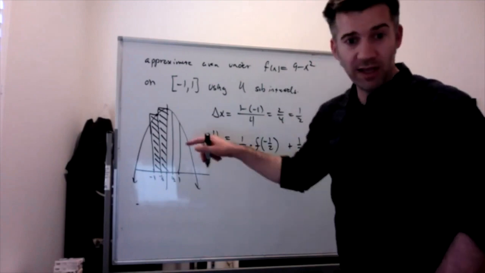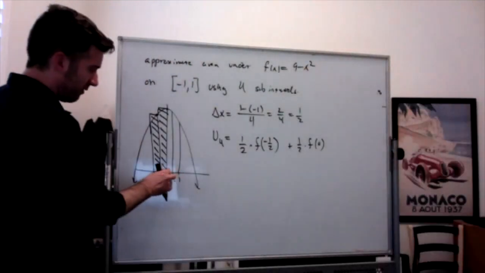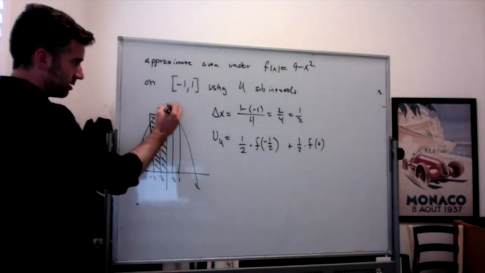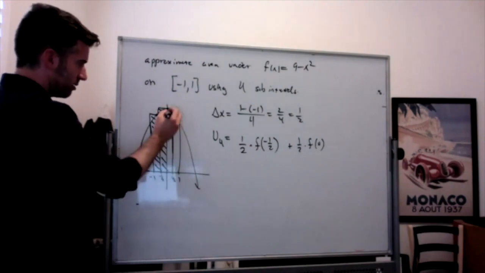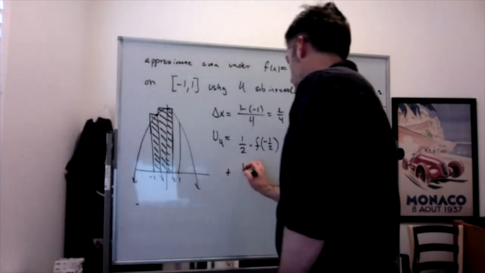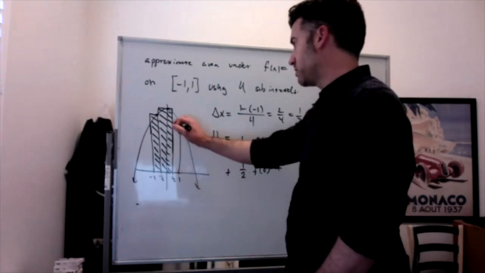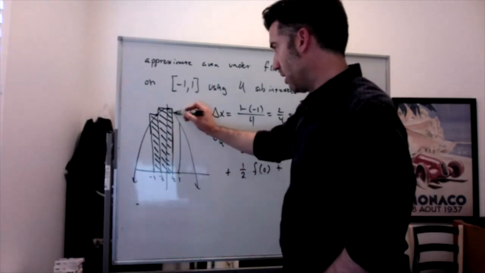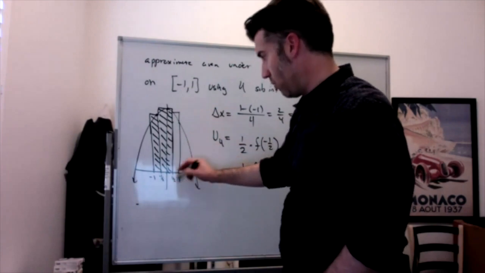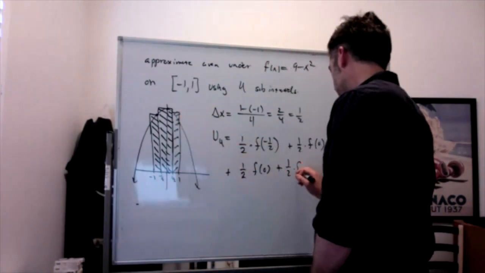And now for the next two, it's actually going to be kind of the same, meaning from 0 to 1/2, the higher point is the left point. So I'm going to get that, which will be 1/2 times f of 0. And then for this rectangle here, I'm going to use the left endpoint, which is at 1/2, to get the upper sum. So I'm going to get 1/2 times f of 1/2.